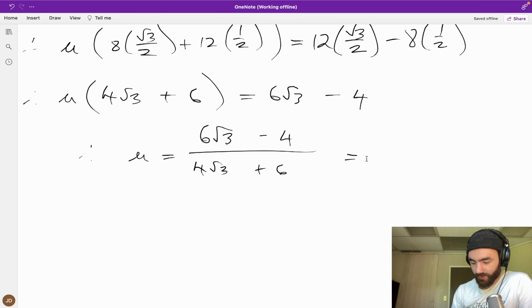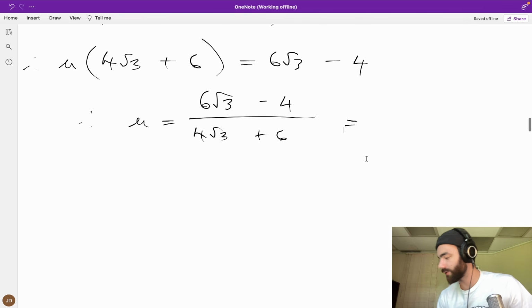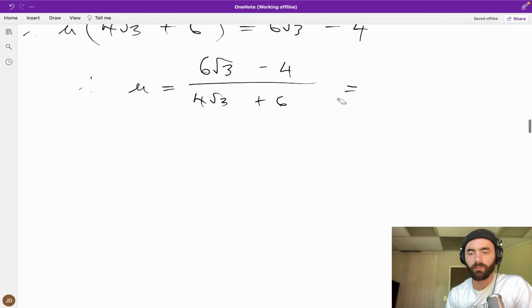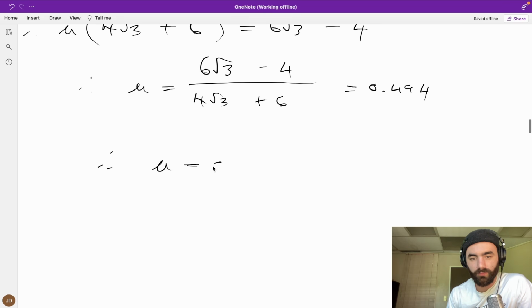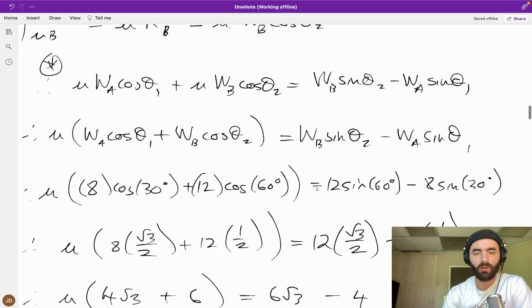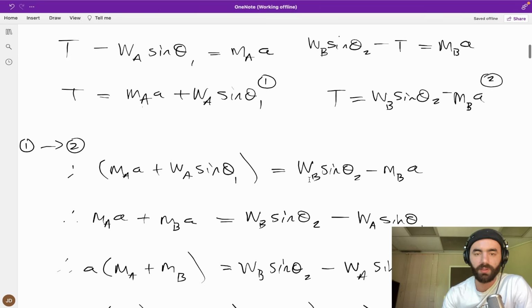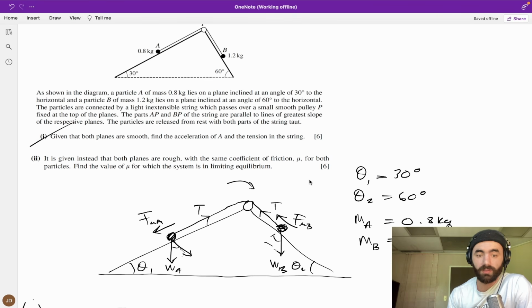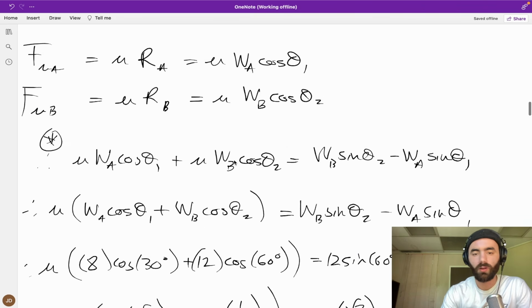Root 3 plus 6. 0.494. So mu for this limiting equilibrium is this. Okay, so you can see there's quite a lot going on, but there's no extra theory that you need here. 6 marks. The important thing there was to note the direction of the friction, because it's just about to be moving this way, going clockwise. Frictions act accordingly.